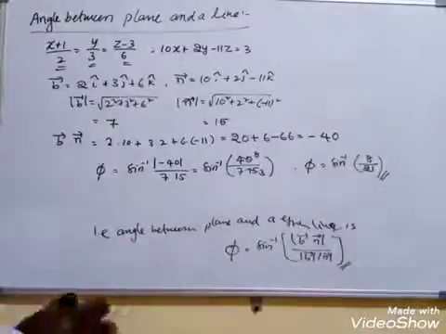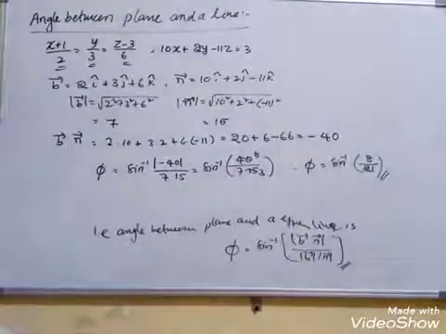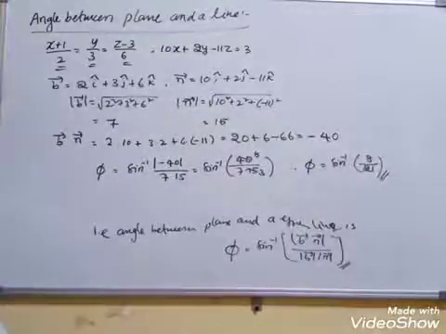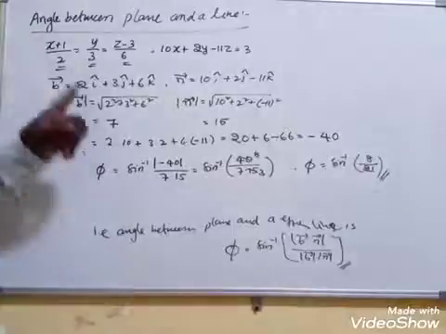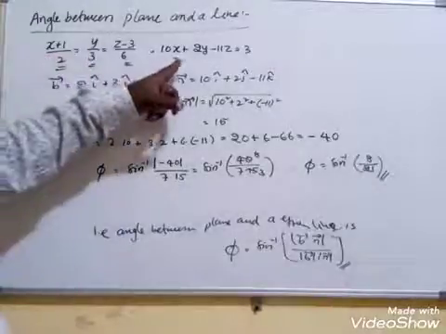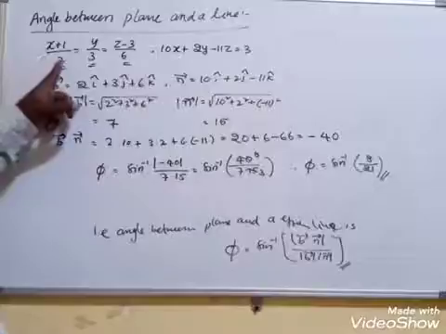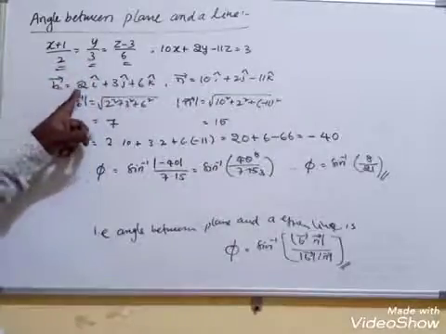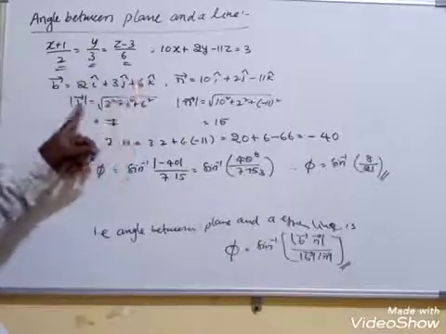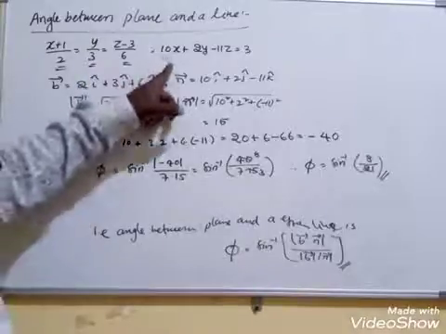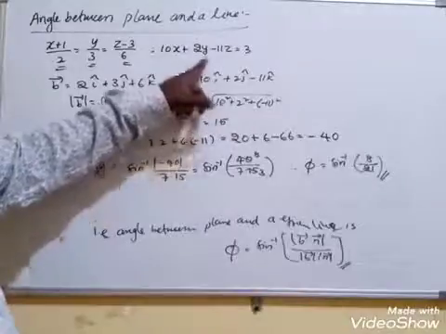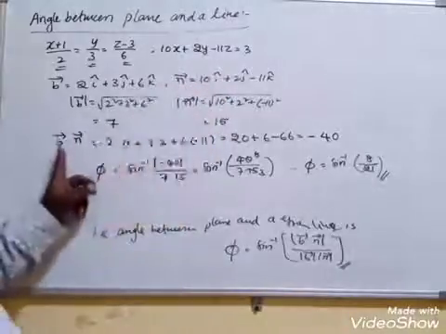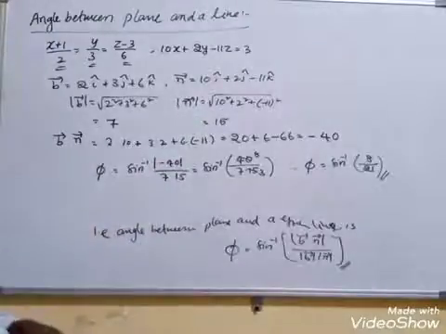Once again, find the angle between the plane and a line. The line equation is this one and the plane equation is this one. From this, the direction ratios are 2, 3, 6, therefore b bar is equal to 2i plus 3j plus 6k. The modulus of b is 7, and n bar is 10i plus 2j minus 11k, modulus of n bar is 15. Now b bar dot n bar, if you have determined, you got minus 40.